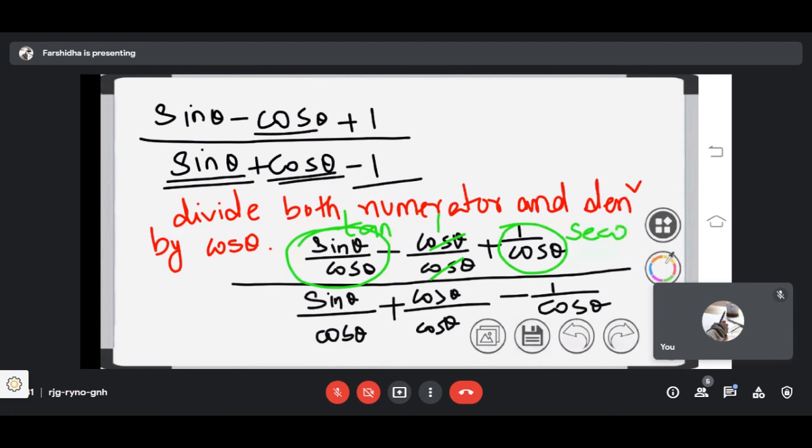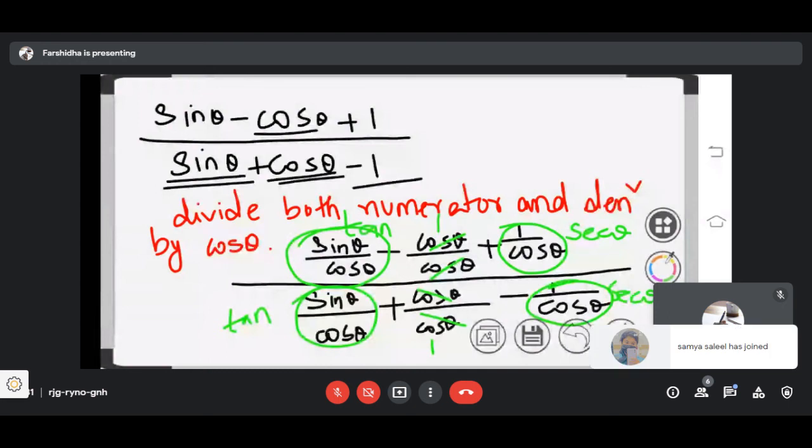Same way in the denominator, sine by cos, tan. Cos by cos got cancelled and it is the value 1 minus 1 by cos theta. That is what? Sec theta. So in the next step, I'll write tan theta minus theta, tan theta minus theta.